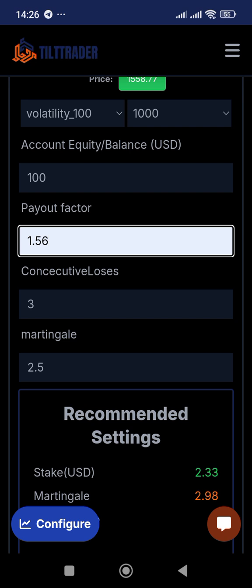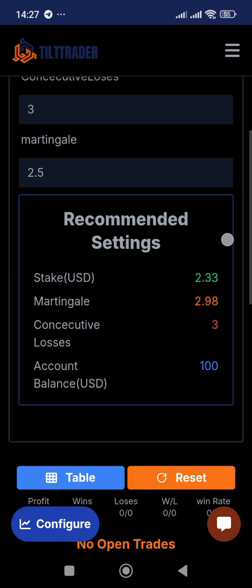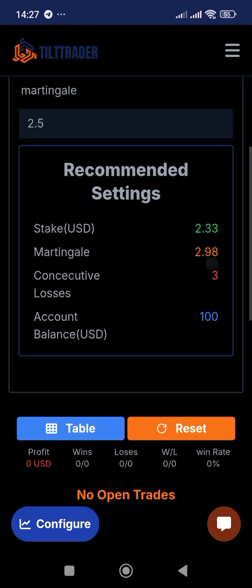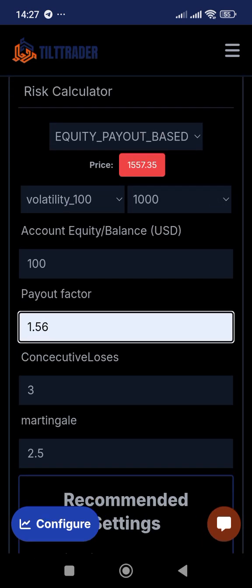If I'm using something like over 3, where I'll have a payout factor of 1.56, as you can see, I can use a little bit larger stake, and here is my martingale. My stake is a little bit higher based on the payout. So you can just key them in here and you will know. Make sure that your strategy has not more than 3 consecutive losses, and do the calculations here.